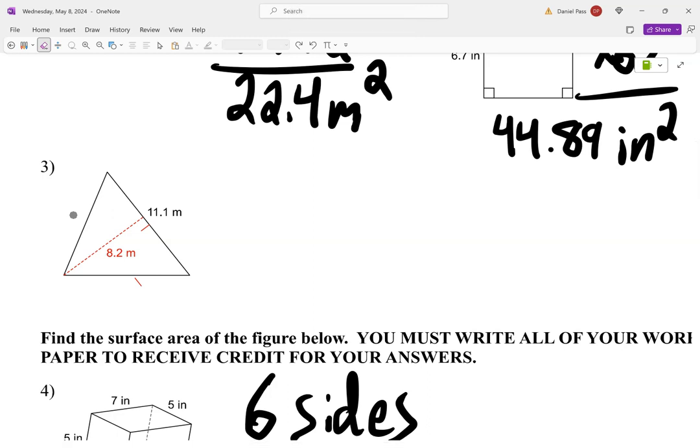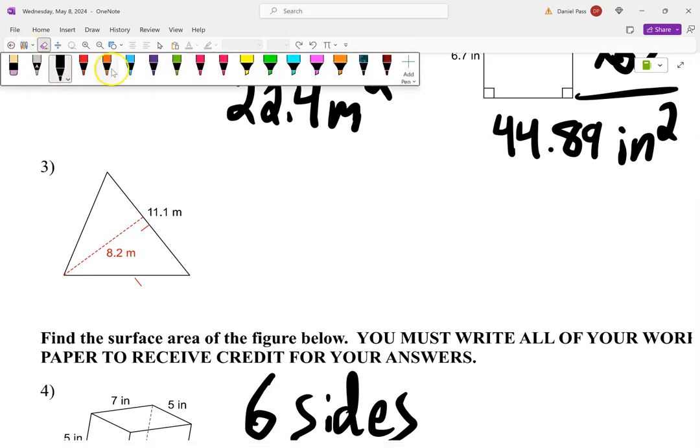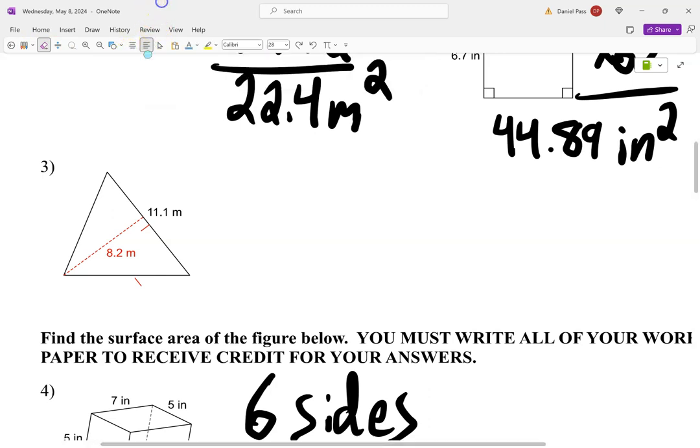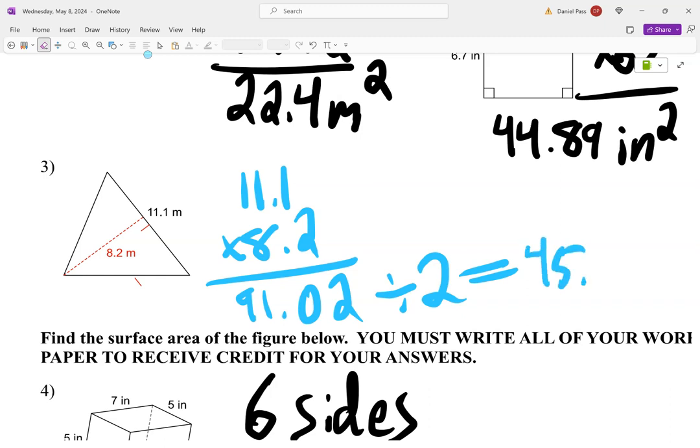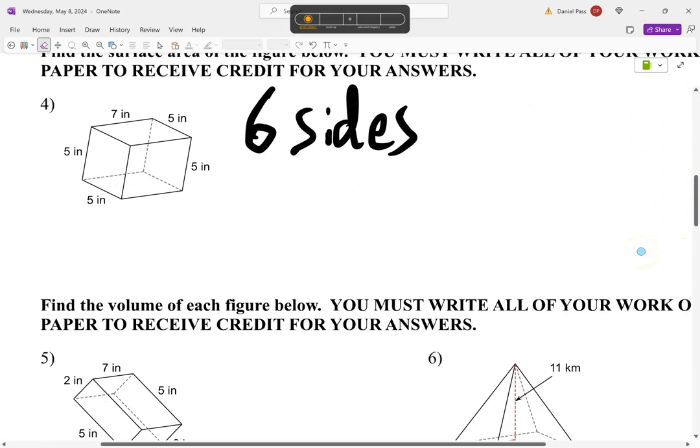We do 11.1 times 8.2. Actually, let me change colors here. 11.1 times 8.2. What does that make? That makes 91.02. Now, we do not want to forget that second step, which is divide by 2. And that gives us 45.51. Yep. And that is meters squared.